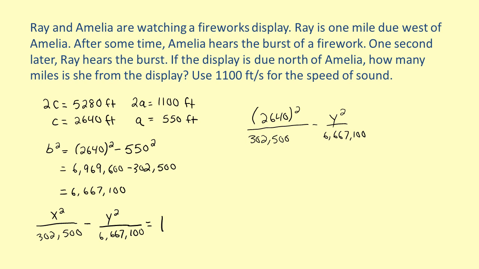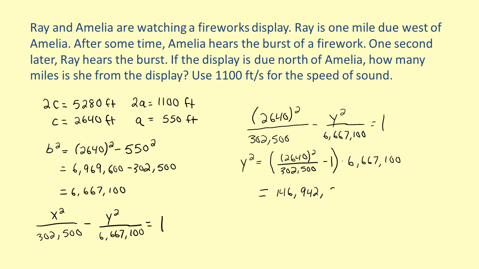6,667,100 equals 1. We want to solve this equation for y, so let's rewrite it in terms of y. We're going to subtract the first term from both sides, and also multiply both sides of the equation by the denominator of the second term. This will get the y squared term by itself. After the calculations, we get that y squared equals 146,942,884.